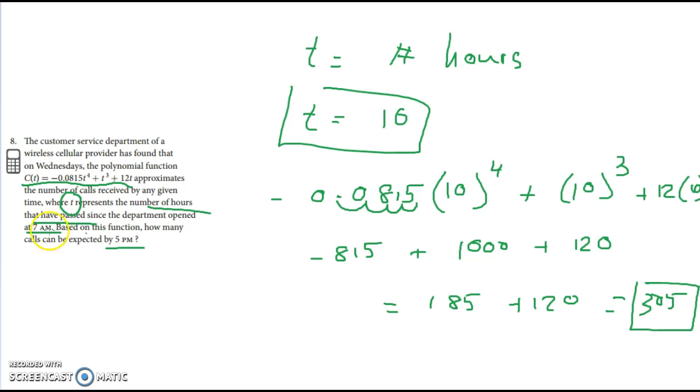So, may have messed up my math somewhere, but nevertheless, that's what this is, okay? So the answer would be, how many calls can be expected by 5? The answer should be 305. So, hopefully, that was helpful.